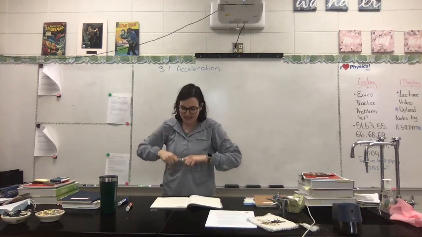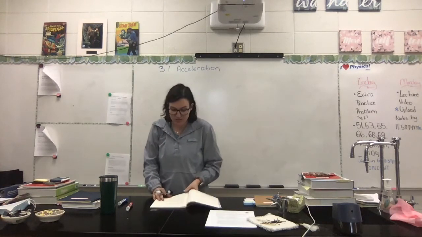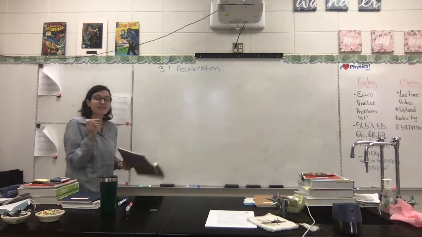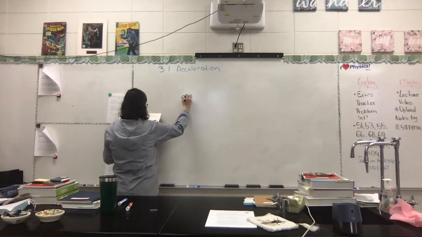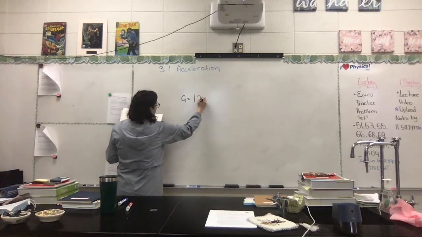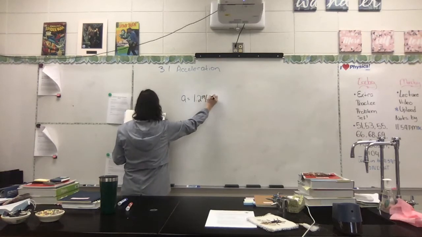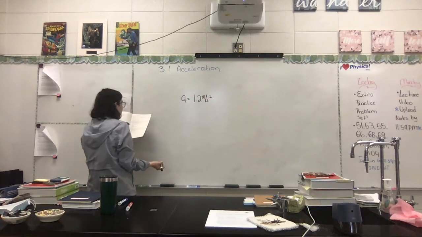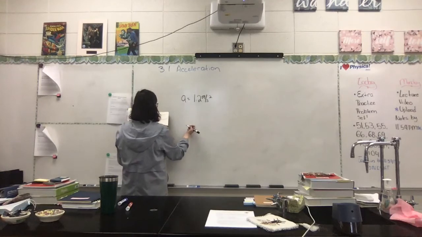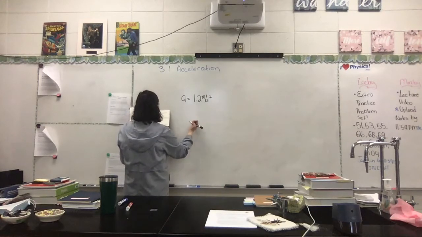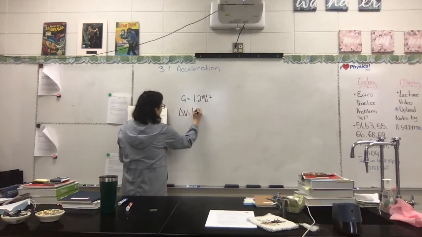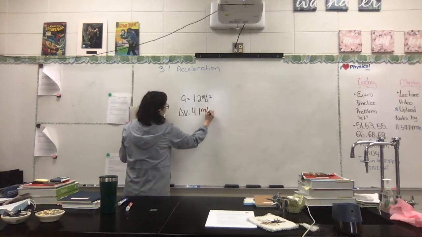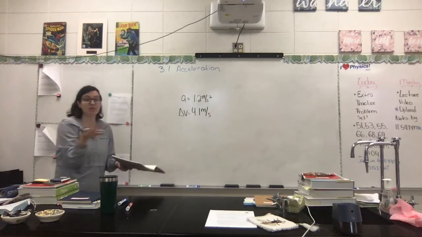Okay, next we have another example. So how much time to get up to speed? We have a subway train, okay? And it speeds up with an average acceleration of 1.2 meters per second squared. We want to know how much time it takes for the train's speed to increase by 4.1 meters per second, okay? So we want it to change in velocity by 4.1 meters per second. So that's how much it's going to change.